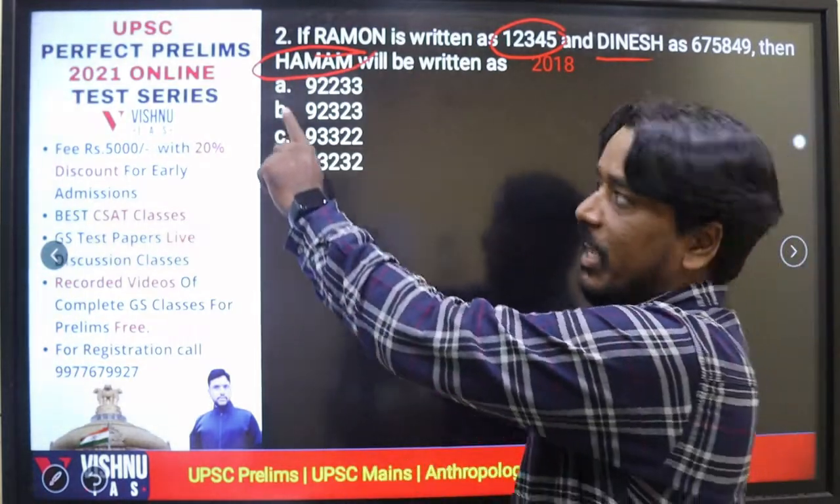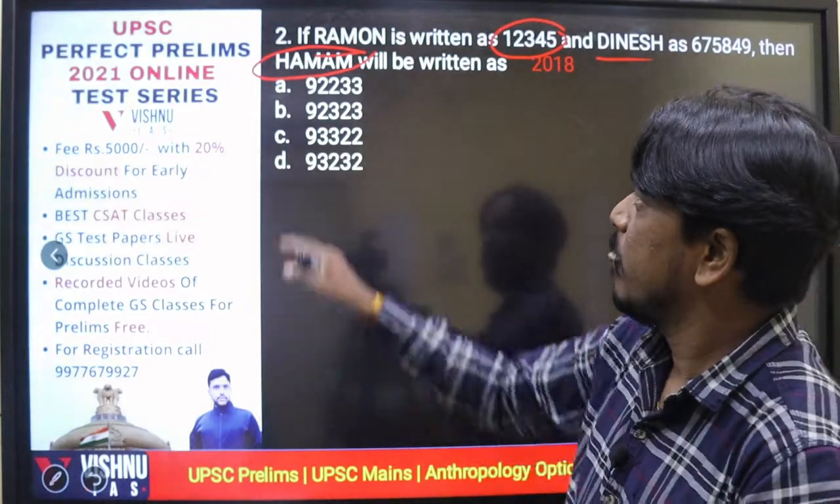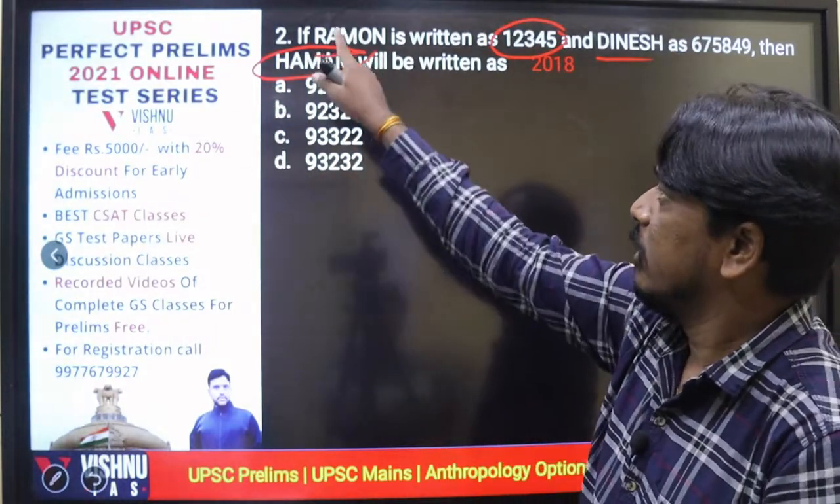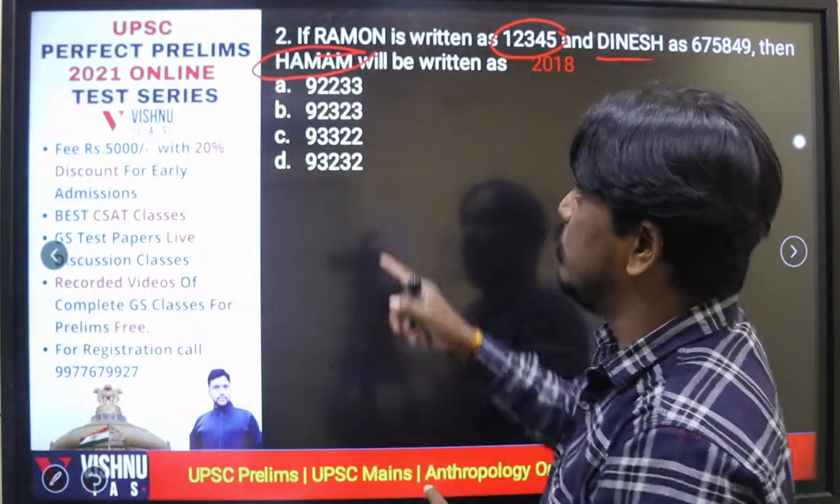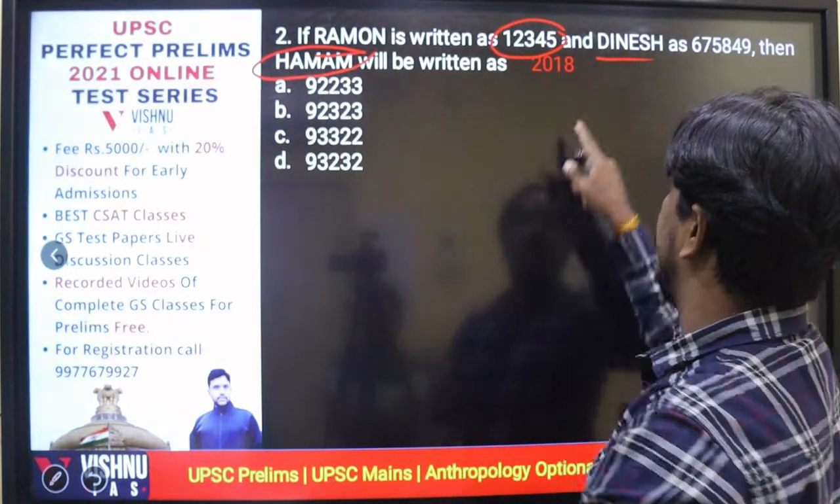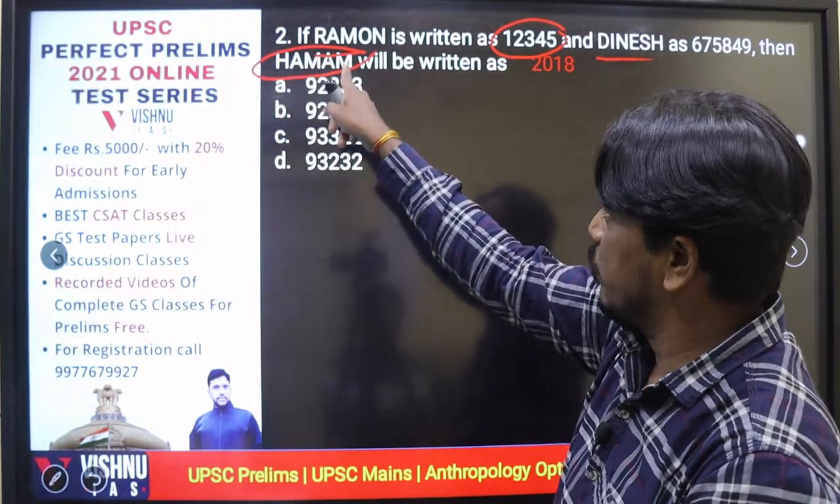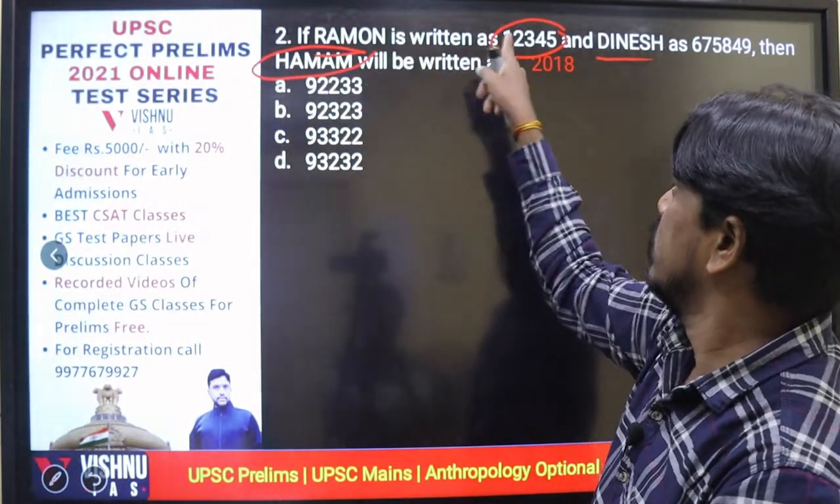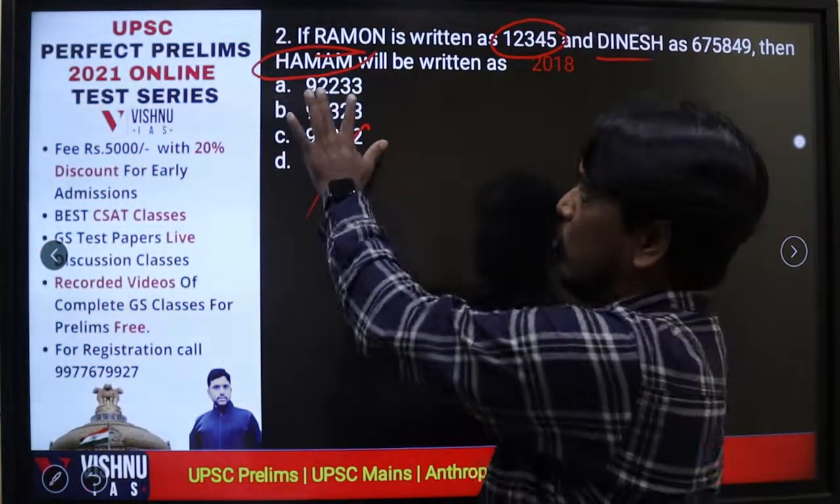HAMAM? Observe HAMAM is available or not. If you observe, H is there, A is there, M is there, again AM is there. So all these letters are available. Directly observe those codes. What is the code for H? Observe, last 9 should be there. Similarly, if you take M, what is the code for M? Third place 3. The last place 3 should be there. These two are eliminated directly, you can go with this.